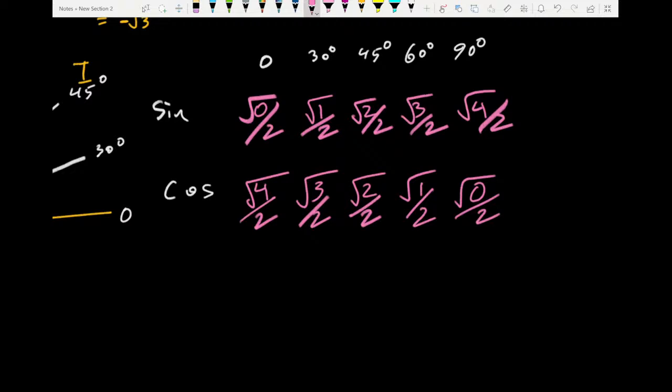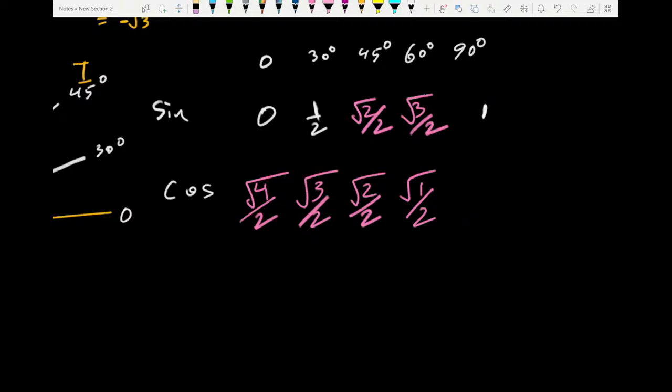As you can see, when we simplify that, this just becomes 1. Square root of 1 over 2 is 1/2. Square root of 4 is 2. 2 over 2 is 1. We just repeat this at the bottom.